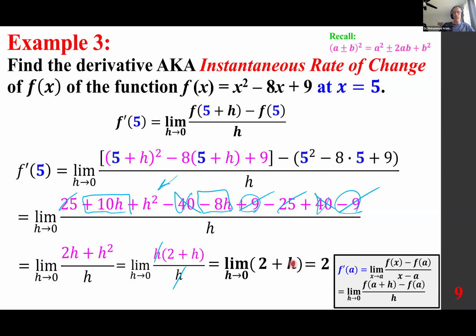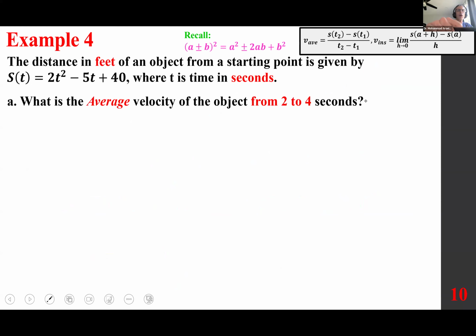So a quick recap. Use one of those formulas, the limit of f of a plus h minus f of a over h as h approaches 0, and we apply it to number 5. We come up with the answer. All right.